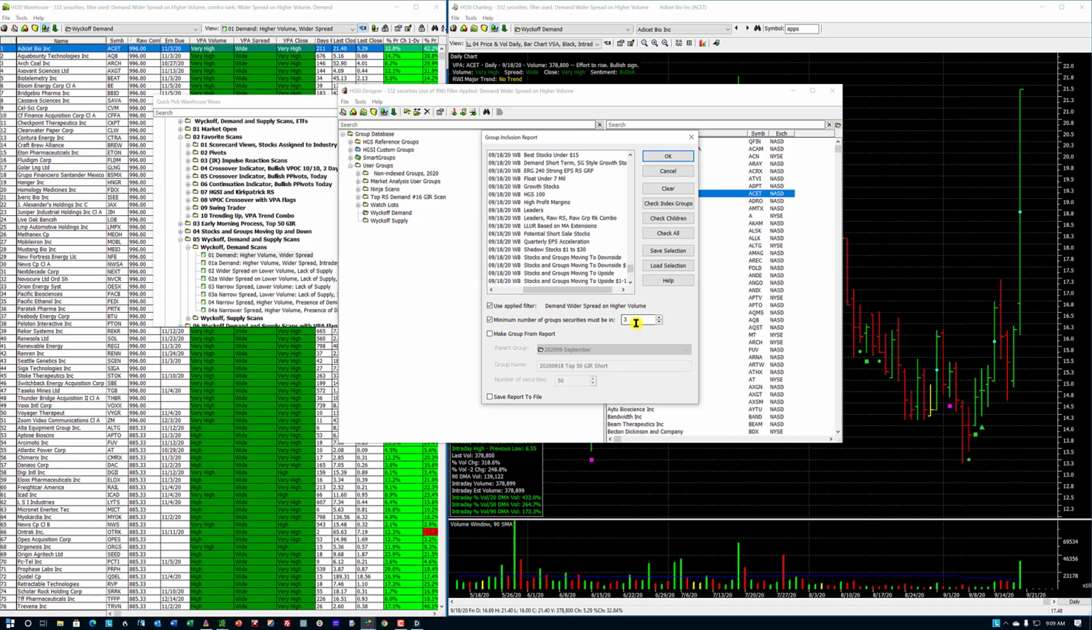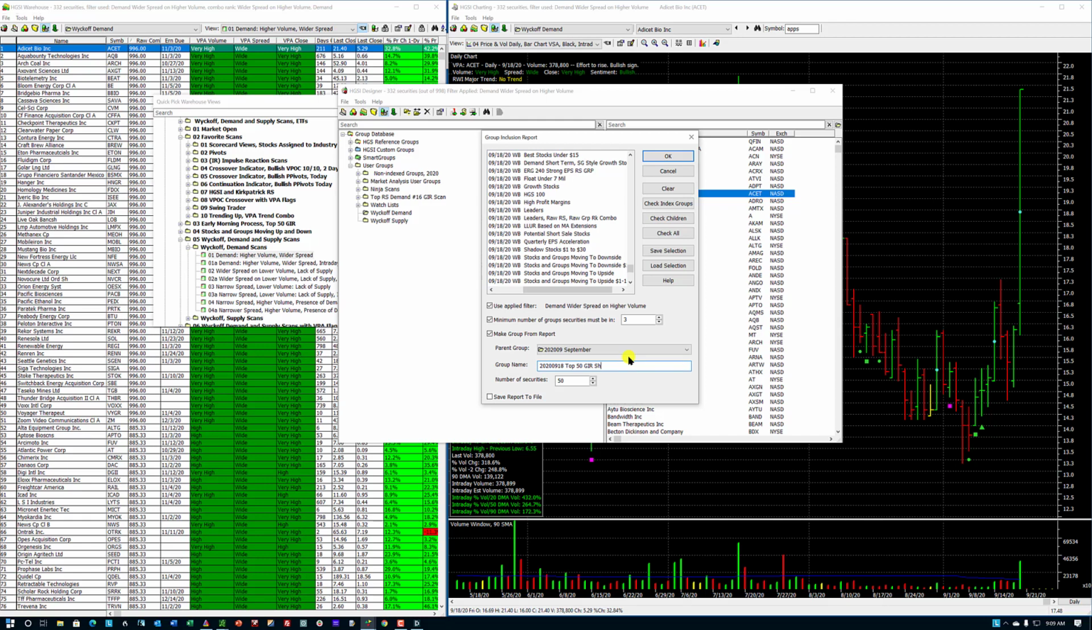And this has to be in at least three groups. Now, one of the groups is taken up by the industry groups. I know that. So I want it to either be a box stock, or I want it to be in stocks and groups moving up, or raw relative strength. I don't care what the combination is, but I want to see them in three. Now, this is the 18th.